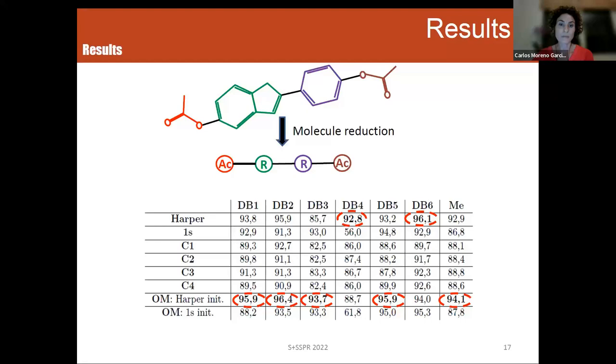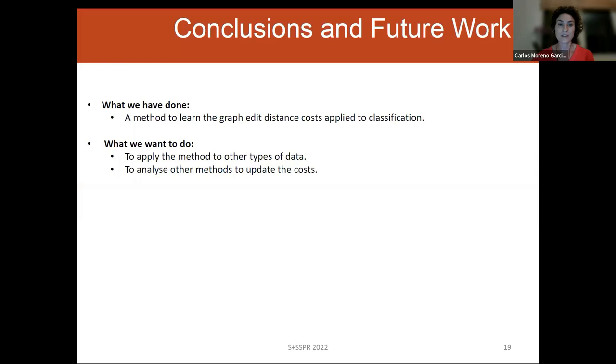So the conclusions and future work that we propose: we have developed a method to learn the graph edit distance costs, and we applied it to a classification task. What we want to do is apply this method to other types of data and analyze other methods of updating the cost, these alphas that we introduce. The method can be improved, of course. And that's all. Thank you very much.